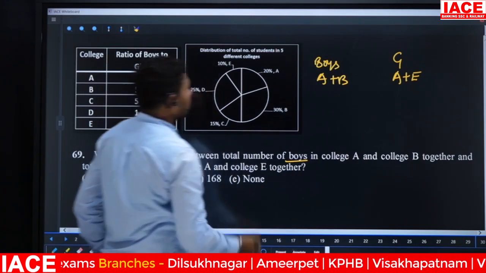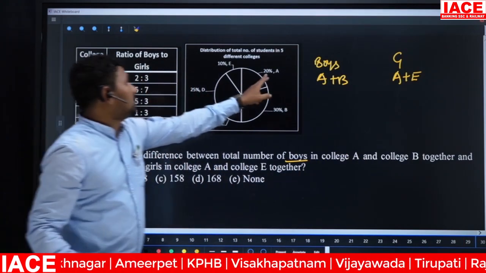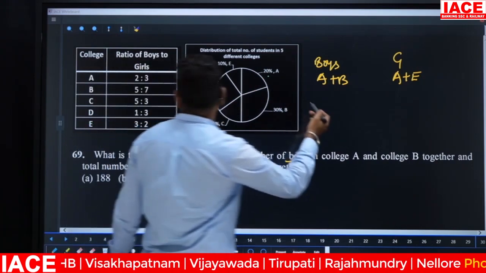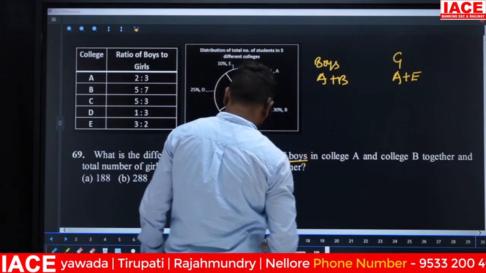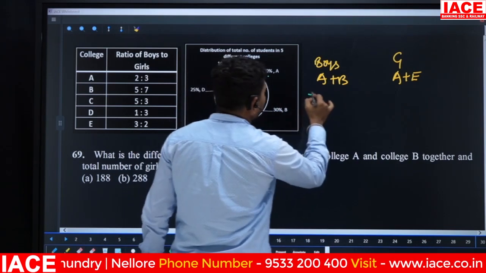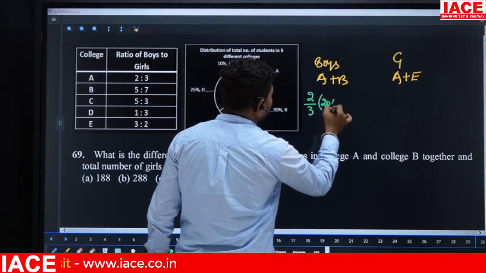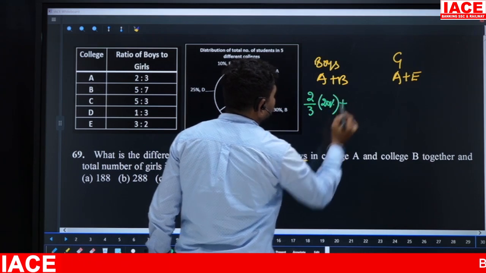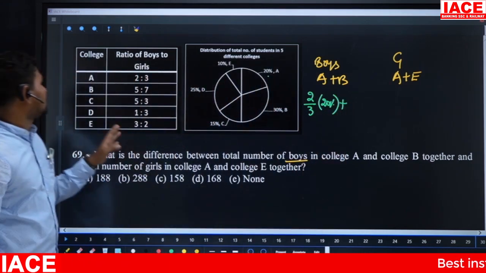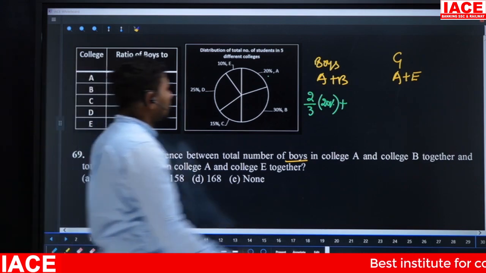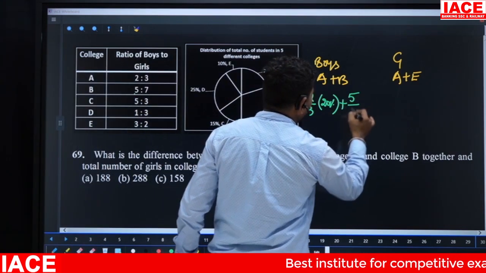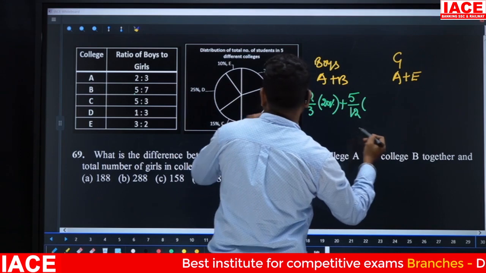Look at A plus B. Boys in A value is 20%. Out of this we need boys. A boys value is 2 by 3, so 2 by 3 of 20%, plus B value, that is also boys, we need 5 by 12, 5 by 12 of boys 30%.